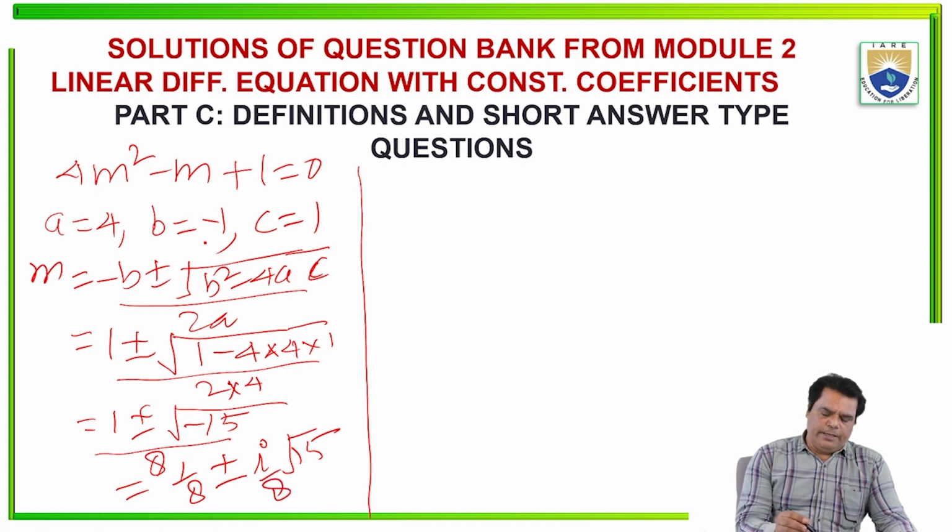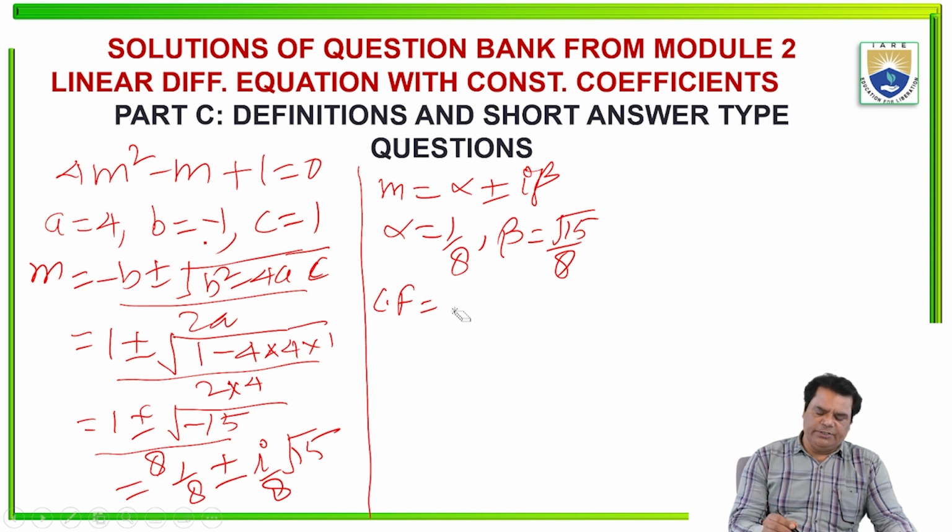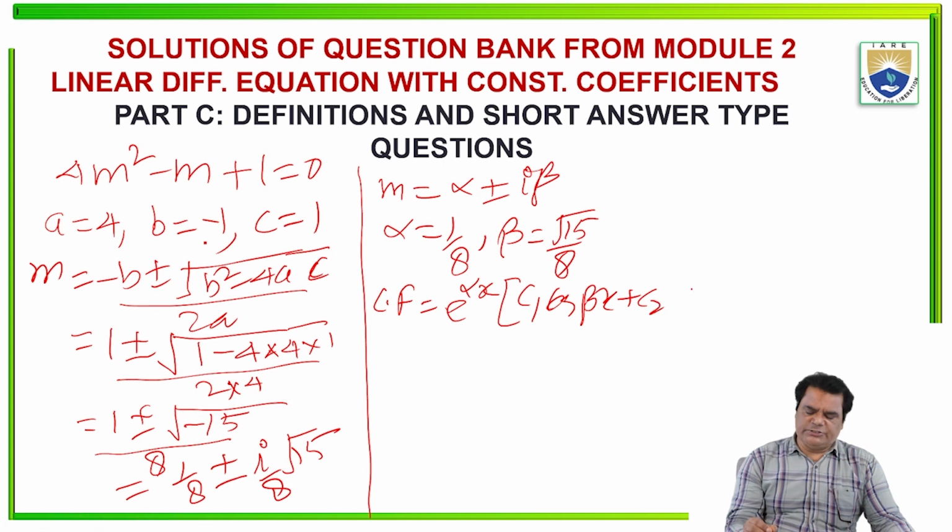So here m equals alpha plus minus i beta. So alpha is 1 by 8 and beta is root 15 by 8. So CF is e to the power alpha x into C1 cos beta x plus C2 sin beta x. So now y is equal to CF.